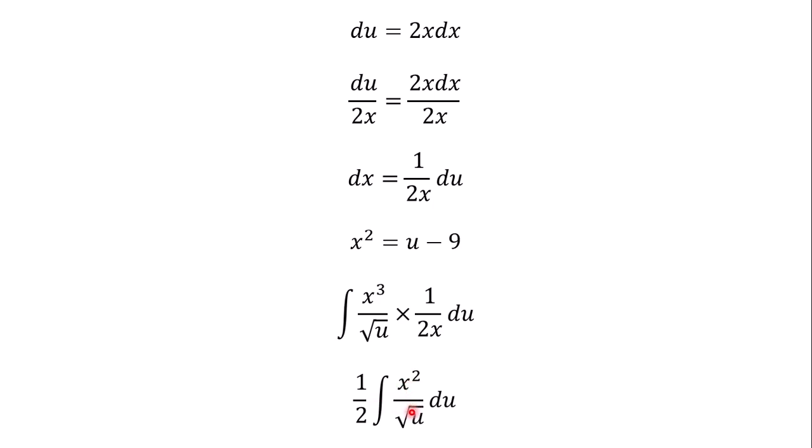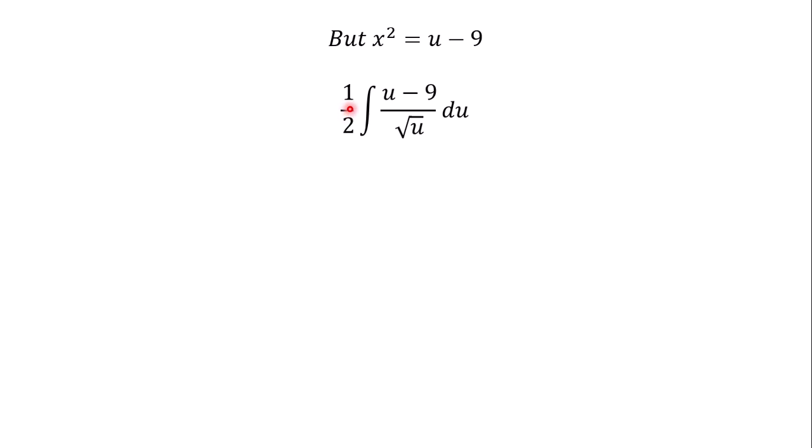So, x squared over square root of u du. You see, we can't work on it unless we find something to replace this. And here, x squared is equal to u minus 9. So wherever we see this one, we are going to put this one there. Let's replace x squared with u minus 9. Good.